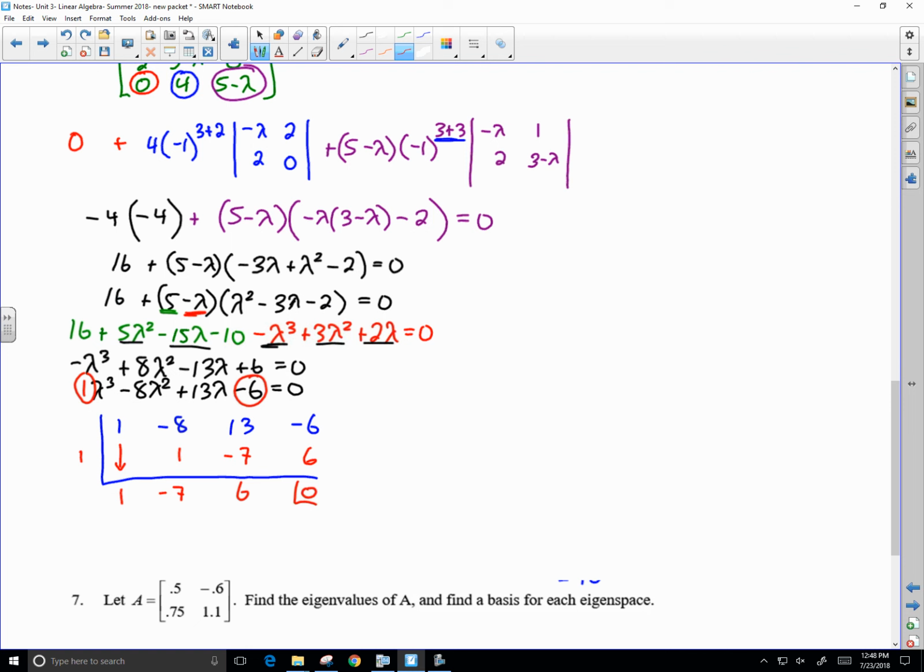If that didn't work, you try a 3 and a negative 3, 6, negative 6. And again, if the leading coefficient is something other than 1, then you start with 1/2, 3/2, negative 1/2. Spend the rest of your life on this problem.